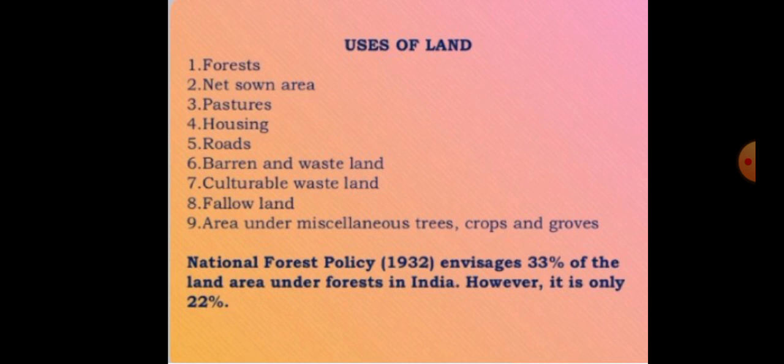If we take land as one of the important resources, we have land being used for several purposes: forest, net sown area, pastures, housing, roads, barren and wasteland, cultivable wasteland, fallow land. According to the National Forest Policy 1952, the given standard is 33%, but we have very less in our forest area.